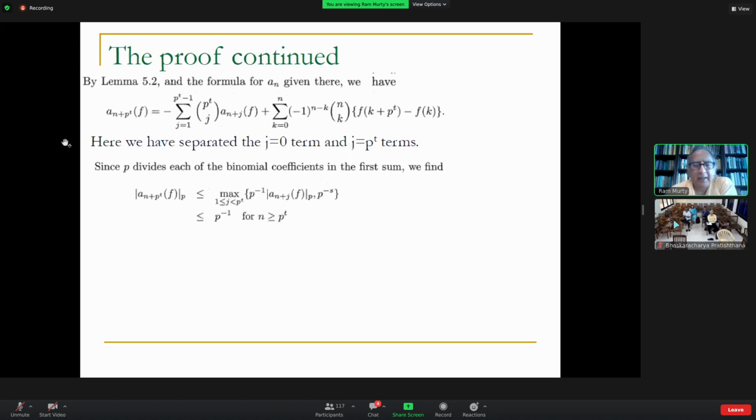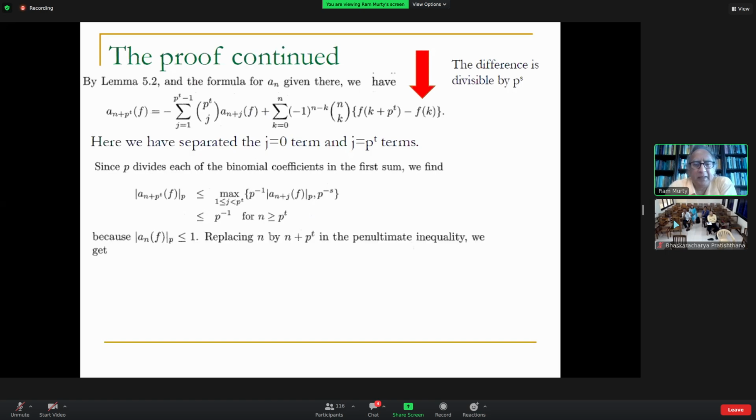We find that for the first sum, the p-adic value of this is less than or equal to the max of the p-adic values of the two things. Well, the p-adic value of each of these is bounded by 1. The p-adic value of this, it's divisible at least by p, so the p-adic valuation of this is at most 1 over p. So I get this 1 over p times a_(n+j)(f), which is bounded by 1. And for these, we know by our condition that f(k + p^t), the difference here, is divisible by p^s, and therefore we can bound the whole thing by 1.